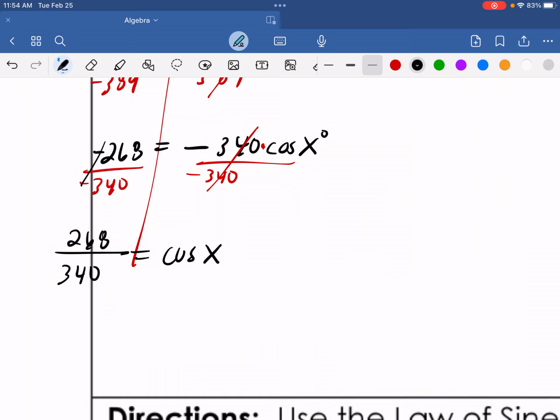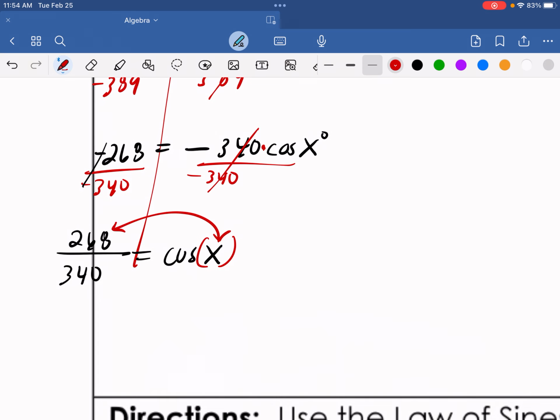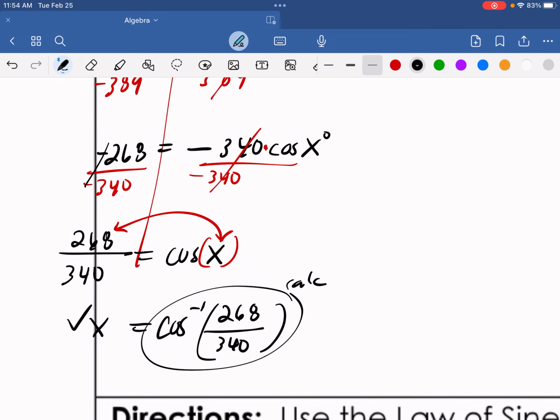You can reduce the fraction or leave it. Now, how do you make x be separate from the cosine? Do you divide it? No. Cosine and x are not multiplying, they're a part of each other. So the only way they can separate is if they switch spots with what's on the other side of the equal sign. And that's with the reversal of it. So cosine inverse can switch now with 268 and 340, and then x switches. X is by itself, so this goes in the calculator, and that's how you get your answer. Okay, so the answer should be x is similar to 38 degrees.